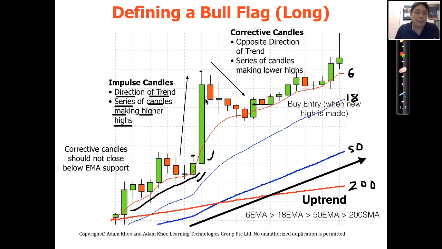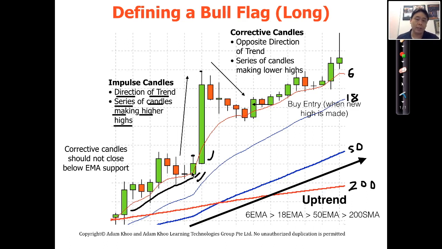Now, oftentimes the impulsive candles are bullish candles. They're green candles. Now, must they be green? Not necessarily. They could also have some red candles inside of them. Most of the time they are green candles because they're going up, but you could have one red candle or two.